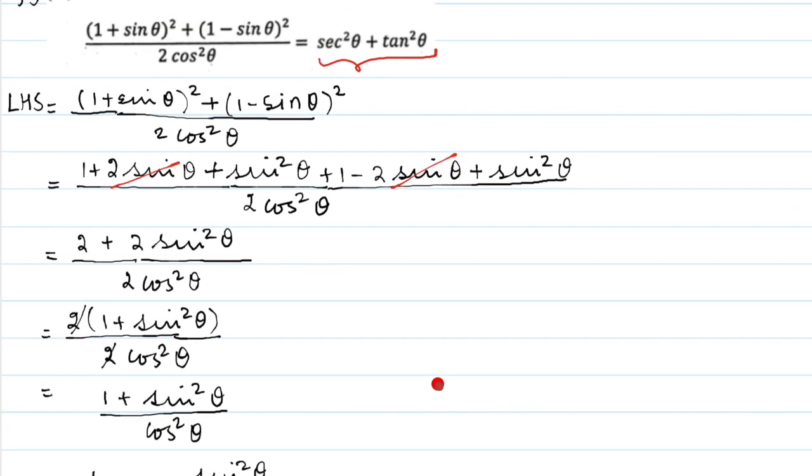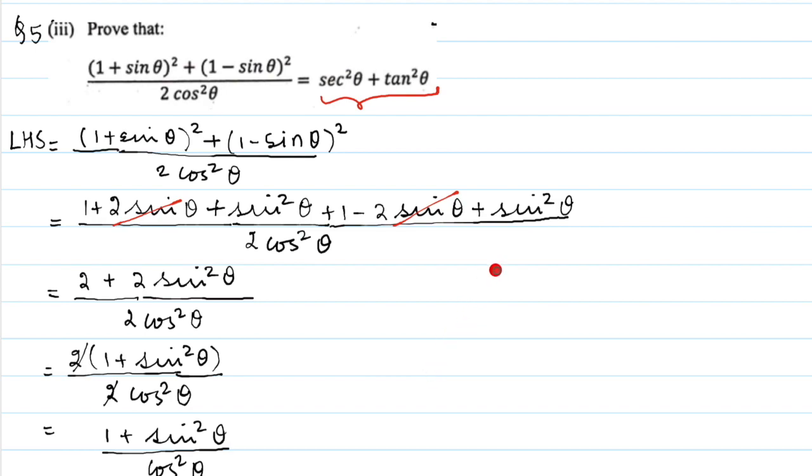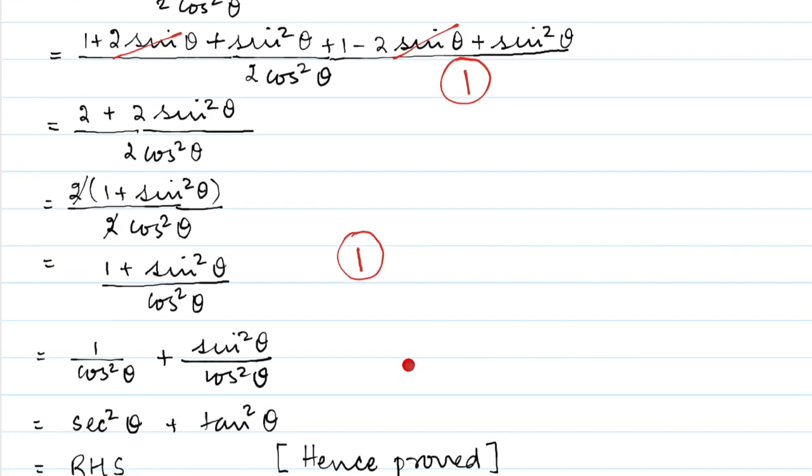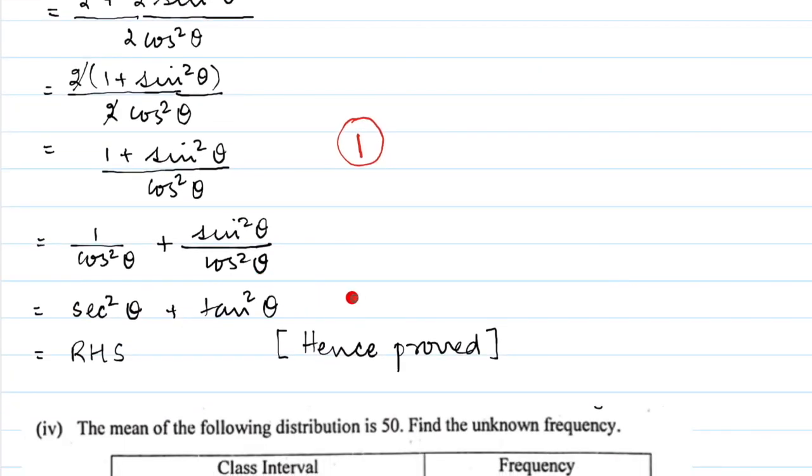Now this is going to be for 3 marks. So expanding and getting the first step right. This would be the second step right. And splitting and getting the RHS, that is your third step.